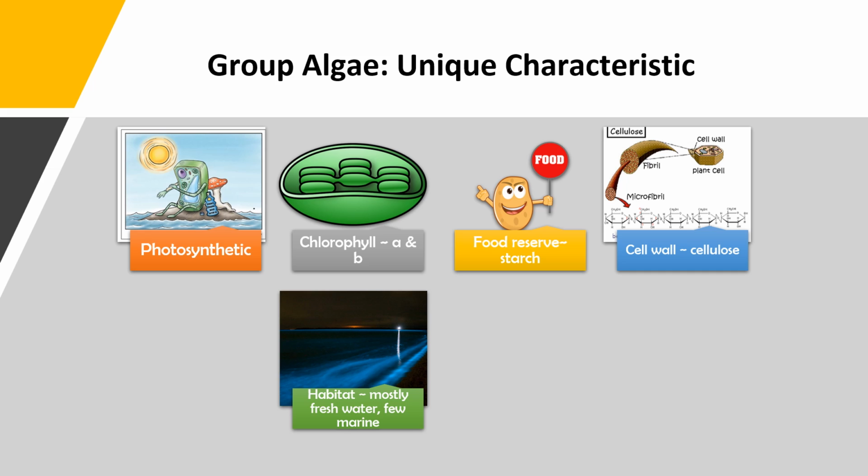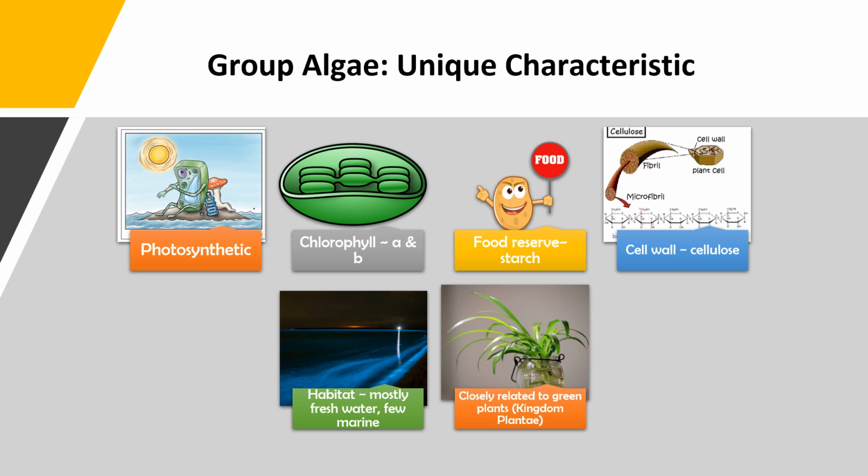And the next characteristic of algae is the habitat. Mostly they can be found in fresh water and a few are marine. And you can see here in the picture the glowing part of the ocean. It means that there are bioluminescent algae. Bioluminescent means algae that produce light. You can see it at night at some beaches or in some rivers. And algae is also closely related to green plants. It is said that algae is the ancestor of plants.